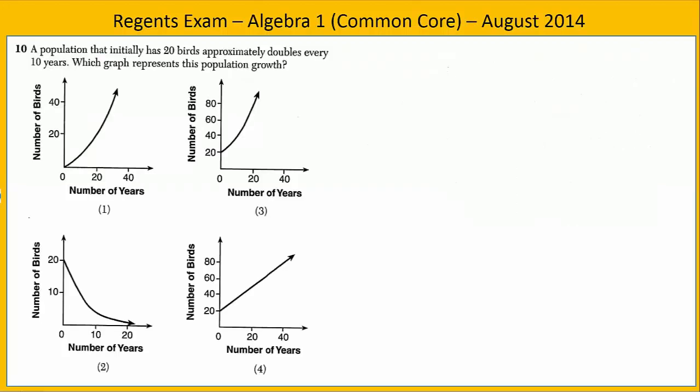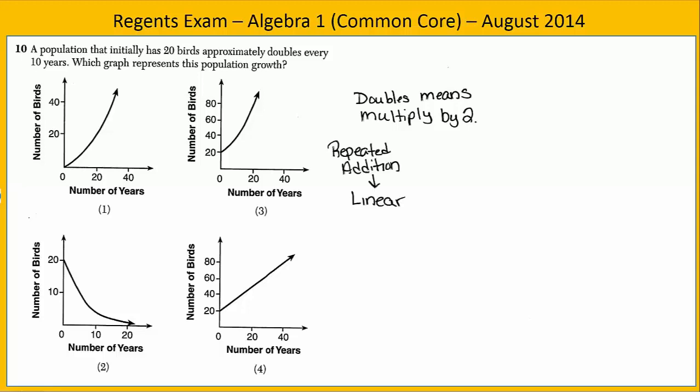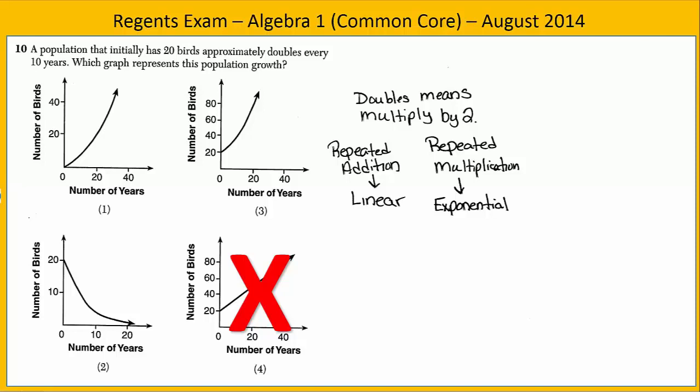In exercise 10, we're told that a population that initially has 20 birds approximately doubles every 10 years. Which graph represents this population growth? Remember, if something is doubling, it means that we're multiplying by 2. That's important. If we have repeated addition, we have a linear function. If we have repeated multiplication, we have an exponential function. Because we're multiplying by 2, we have an exponential function. Looking at the graphs, we can instantly eliminate choice 4 because that's a linear function.